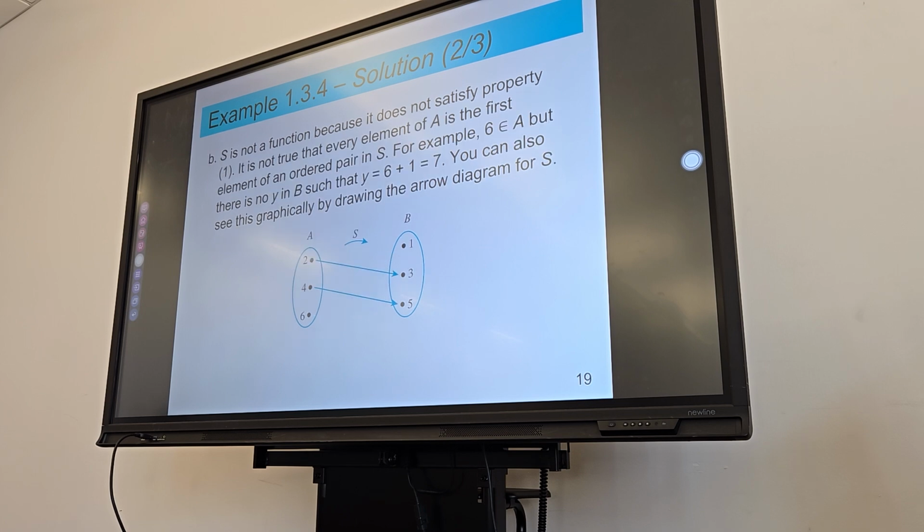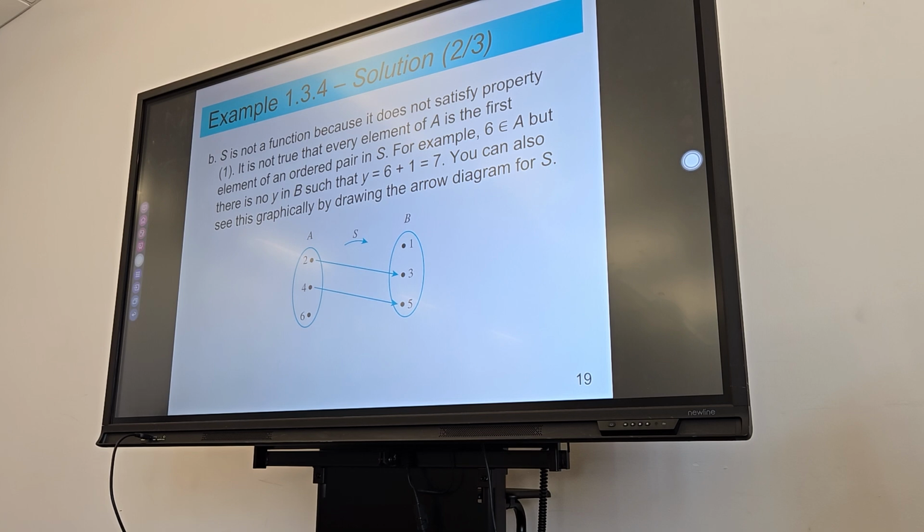Okay, we went through that. S is not a function because it does not satisfy property 1. It is not true that every element of A is the first element of an ordered pair in S. For example, 6 is an element of A, but there is no y in B such that 6 plus 1 equals 7.